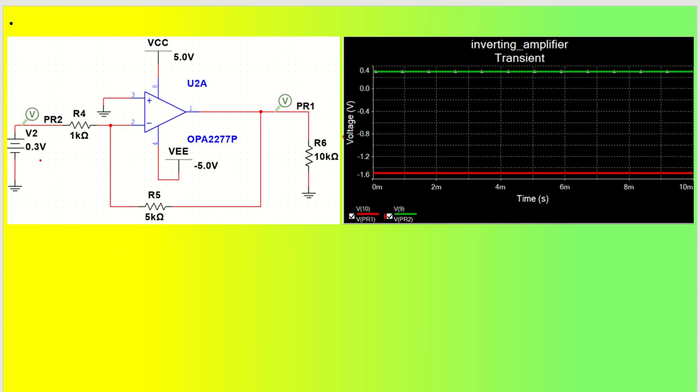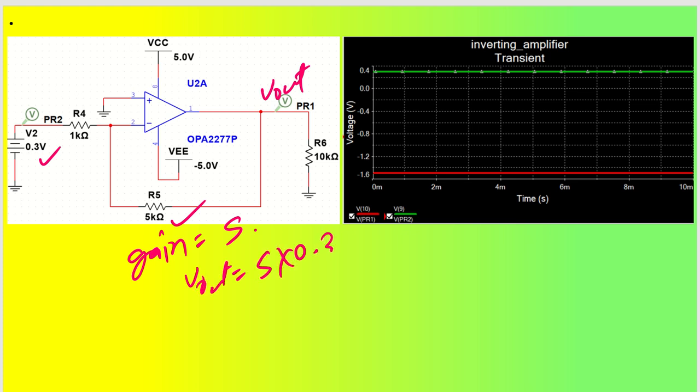So let us say my input voltage is 0.3 and what will be my output? So output is based on the gain. So here gain is set to be 5 by 1, that is 5. So it will become 5 times. So output will be 5 into 0.3. V out will be 5 into 0.3 and that will be negative. So minus 1.5 volt. So can you see the output here?